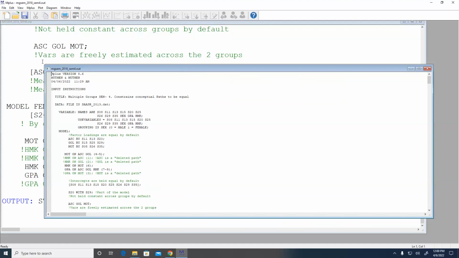Here we also have this variable, which is also an observed variable. Again, we're estimating an intercept because it's an endogenous variable. So we're only ever estimating means for exogenous variables, and we're estimating intercepts for endogenous variables.